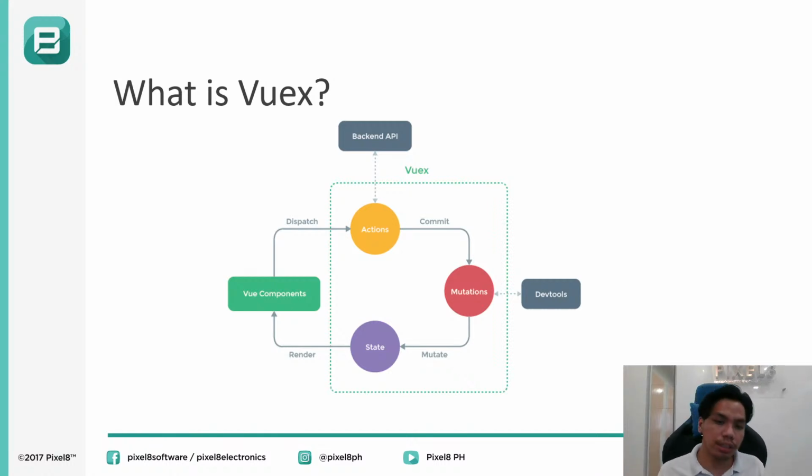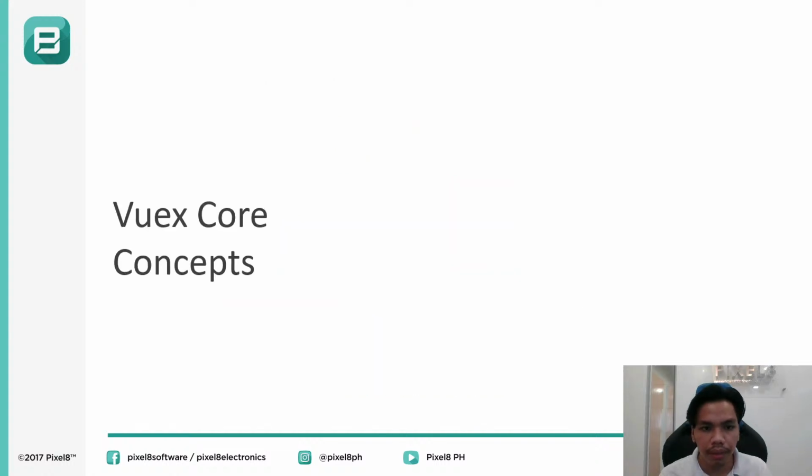Now that mutations can mutate the state, it then re-renders the Vue components. Since the state and the Vue components are reactive, whenever changes are made to the state, the Vue component automatically updates. That is what happens. For now, we can discuss the Vuex core concepts.